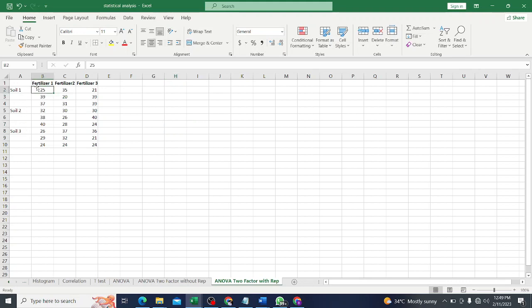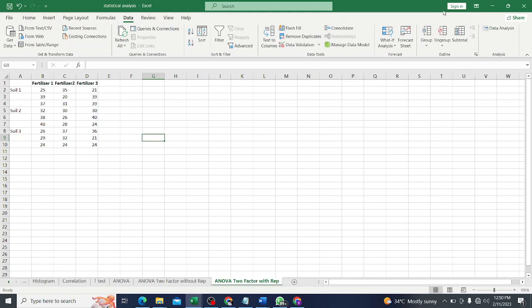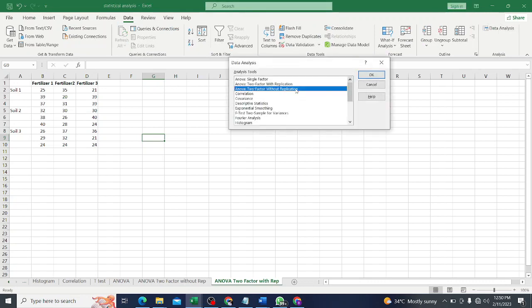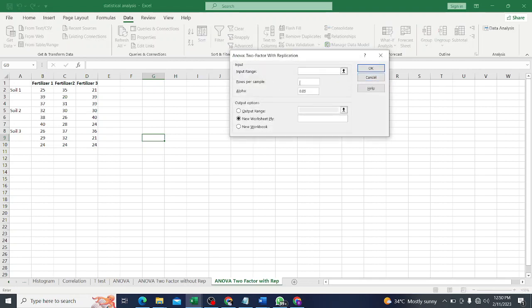But you notice that under soil type, there are 3 replicates of soil type 1. Then soil 2, you have another 3 replicates. Then soil 3, we have another 3 replicates. So what we're using here is ANOVA two-factor with replication. To do that, let's go to data analysis, and this time pick ANOVA two-factor with replication. Click OK.